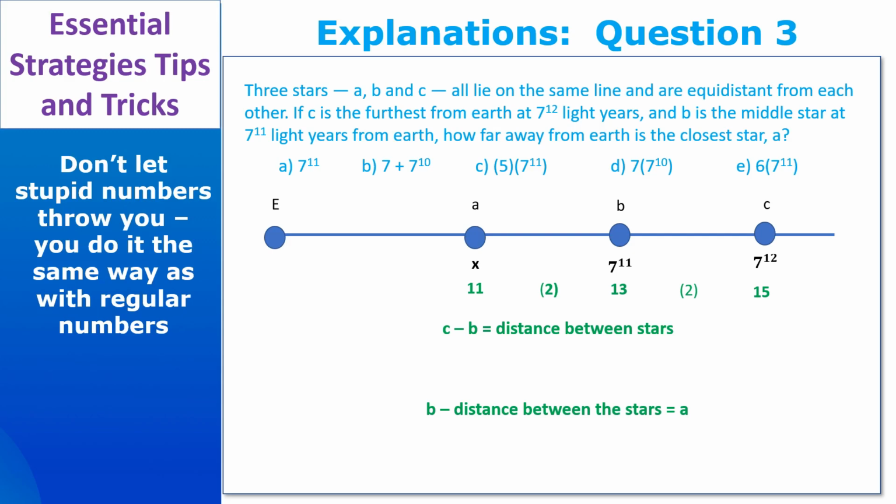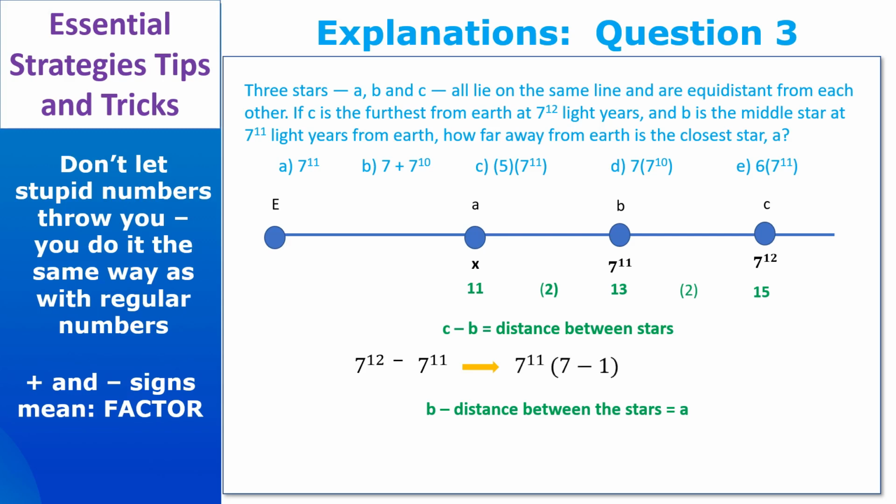So first, we need to subtract B from C to get the distance. So that means 7 to the 12th minus 7 to the 11th. Now remember, plus and minus signs always mean factor. So we have 7 to the 11th on each side of that minus sign. So we factor that out, and then we put what's left over in the parentheses. So we get 7 to the 11th times 7 minus 1, or 7 to the 11th times 6. That's the distance between each star.